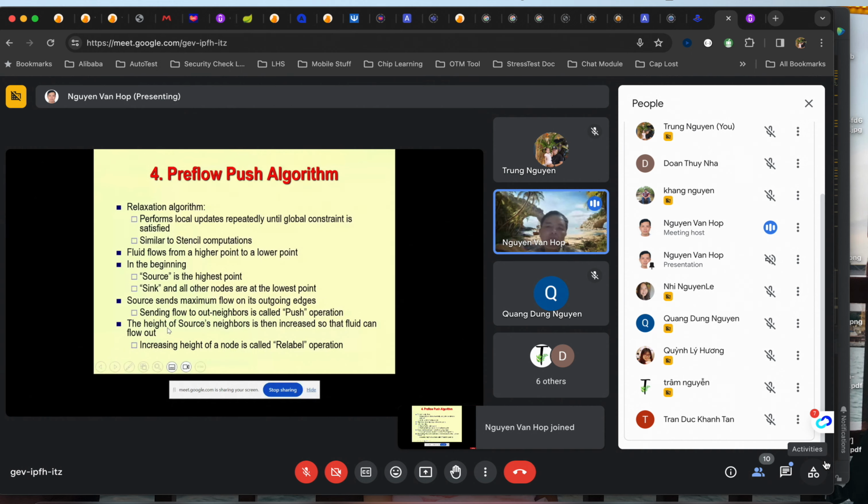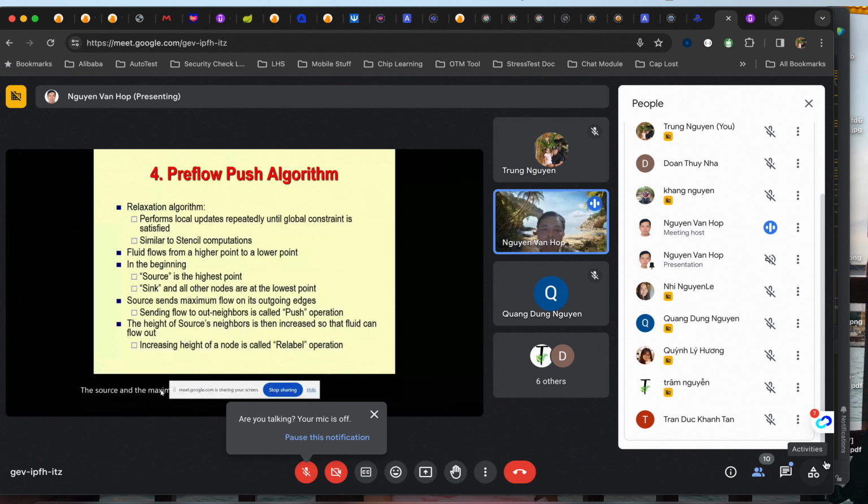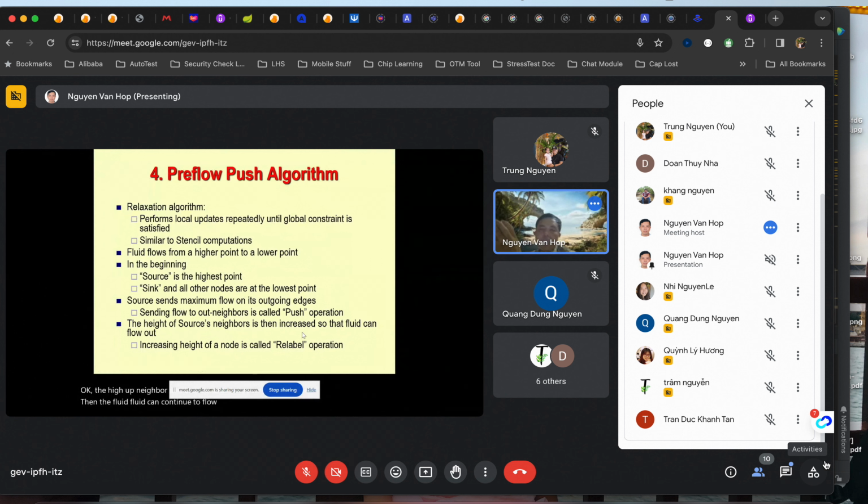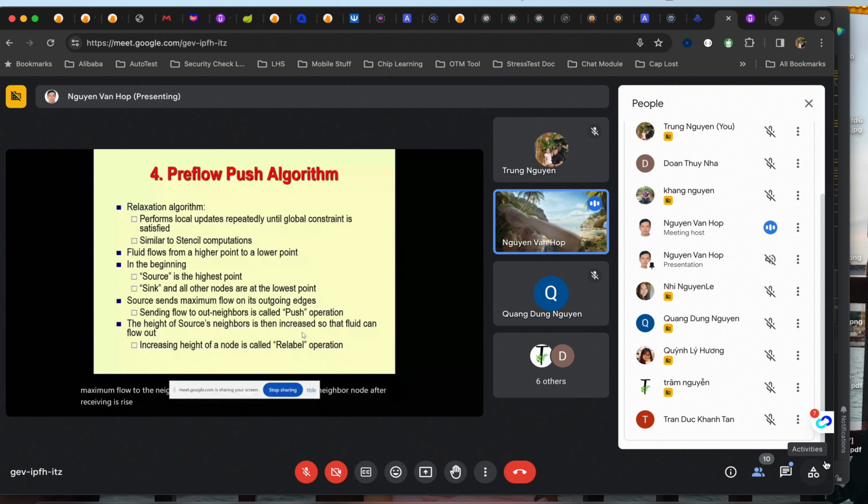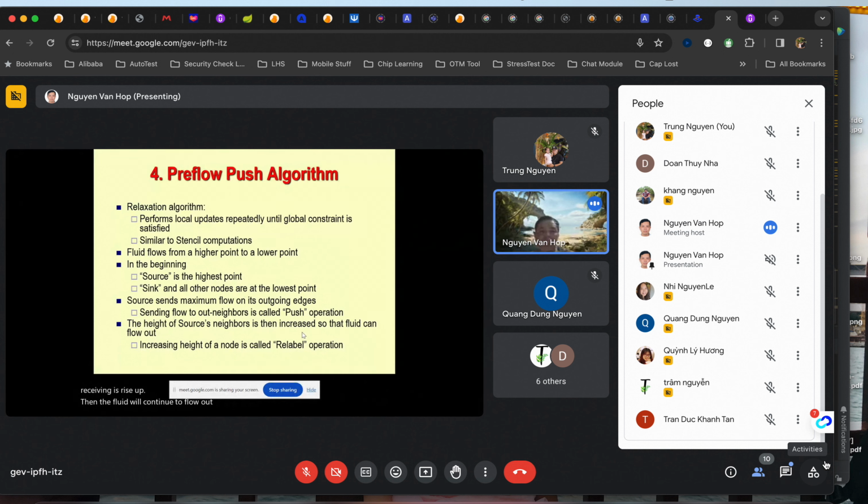The source sends the maximum flow on each outgoing edge. Then the height of the neighbor nodes will increase, so the fluid can continue to flow out. The idea is that at the beginning the source is raised up to the maximum, and it pushes the maximum flow to the neighbor arcs, to the neighbor nodes. Then the neighbor node, after receiving, is raised up, and the fluid will continue to flow out again. The increasing of height we call relabel. It's similar to the preflow-push method.